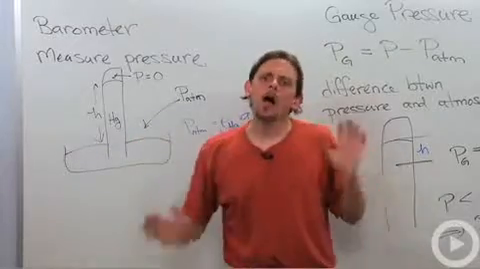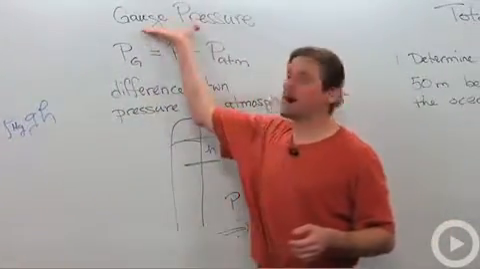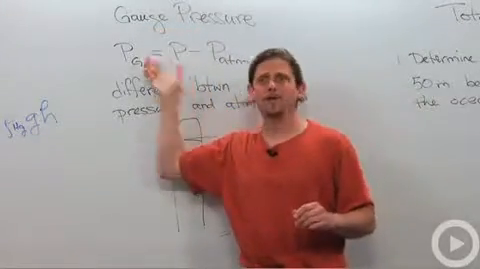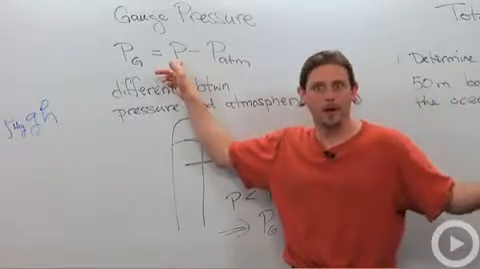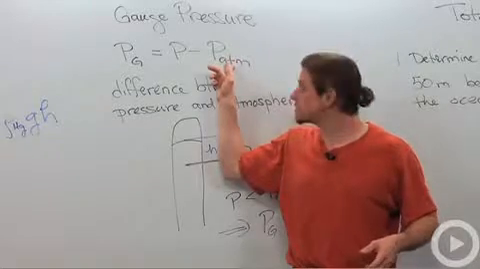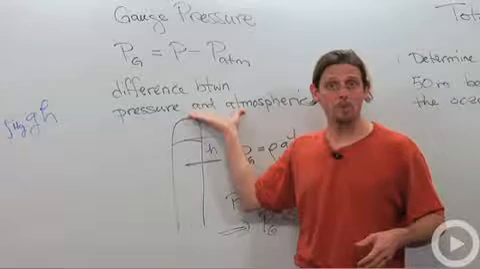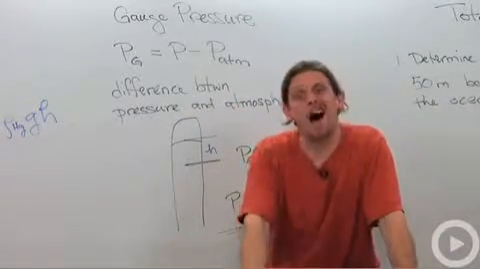All right. Now, another important idea that's associated with this is the idea of gauge pressure. Gauge pressure is defined as the difference between the pressure that something is exerting and the pressure that the atmosphere is exerting. So it's the difference between the pressure and the atmospheric pressure. Now, this is very important for things like tires.